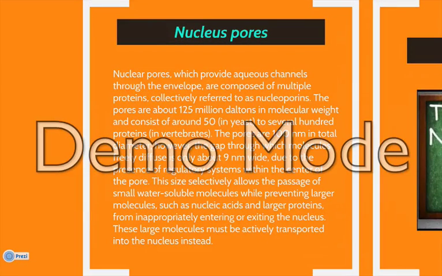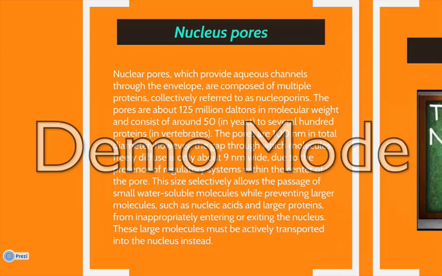Nuclear pores. Nuclear pores, which provide aqueous channels through the envelope, are composed of multiple proteins collectively referred to as nucleoporins. The pores are about 125 million daltons in molecular weight and consist of around 50 proteins in yeast to several hundred in vertebrates. The pores are 100 nanometers in total diameter.